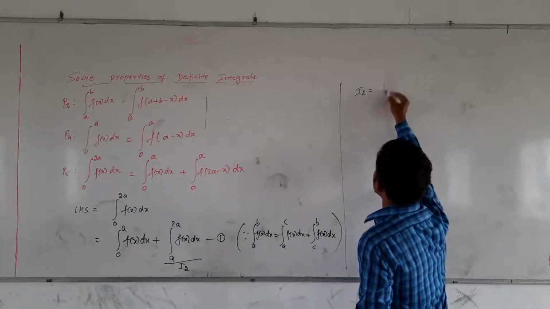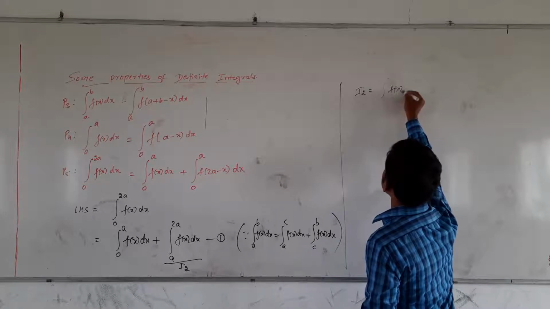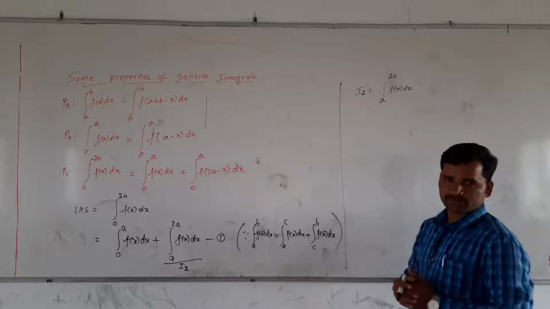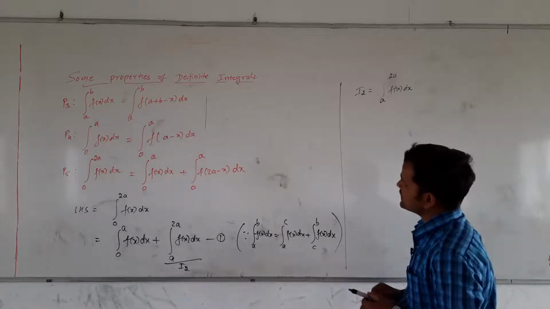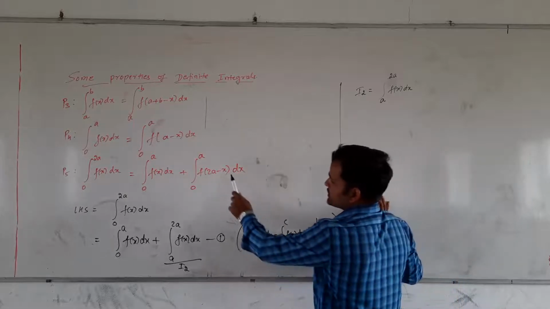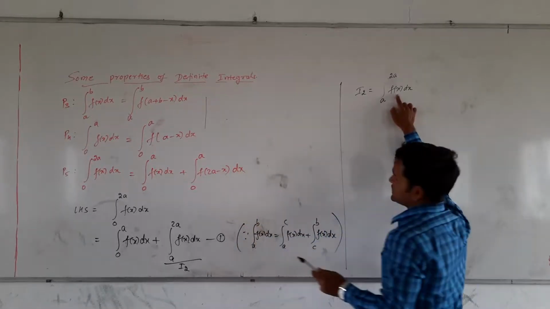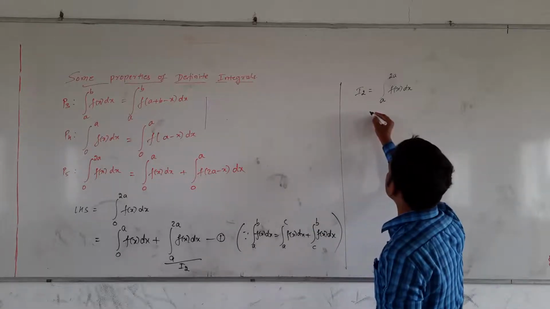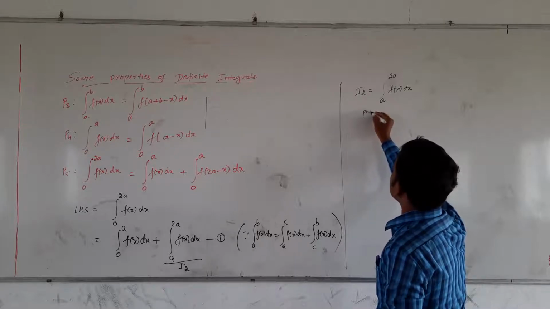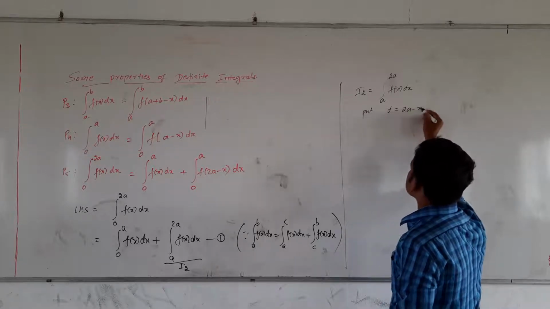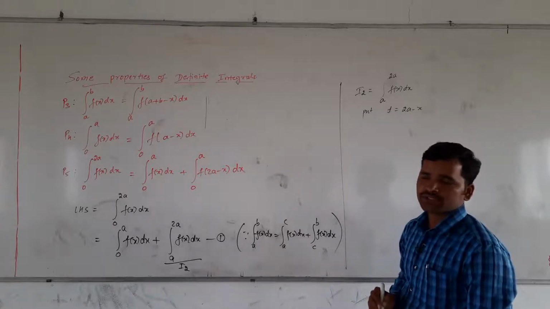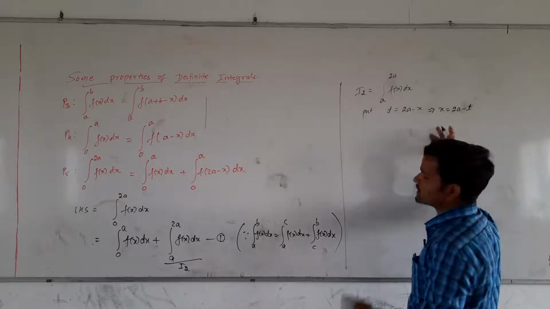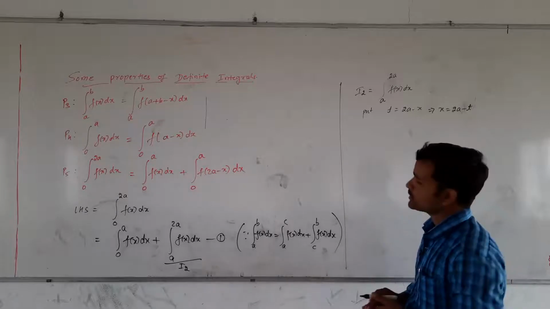I2 is equal to the integration of f of x with respect to x from a to 2a. Here I will modify something. See, in the RHS, in place of this x we need 2a minus x. So what to substitute? You substitute t is equal to 2a minus x. This implies x is equal to 2a minus t also.